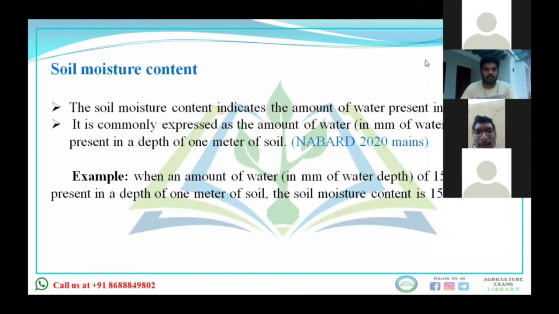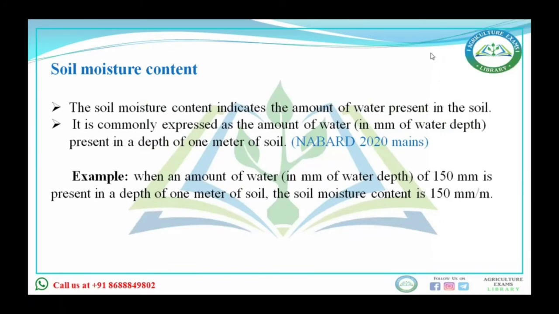This question was asked in NABARD 2020 mains. Moisture content indicates the amount of water present in the soil. It is commonly expressed as the amount of water, that is mm of water depth, present in a depth of 1 meter of soil.